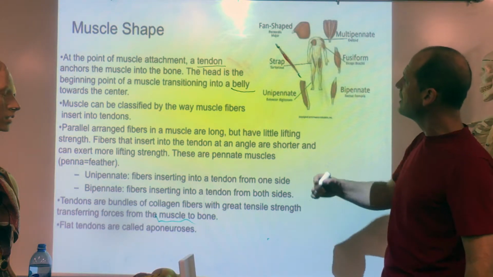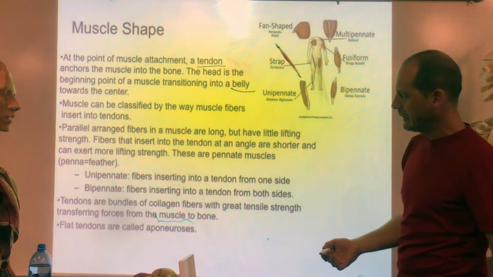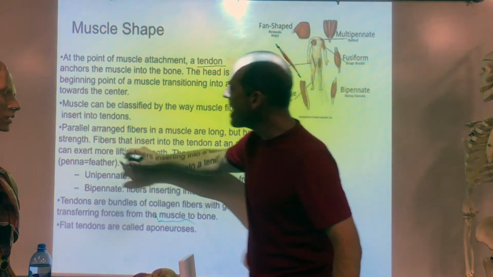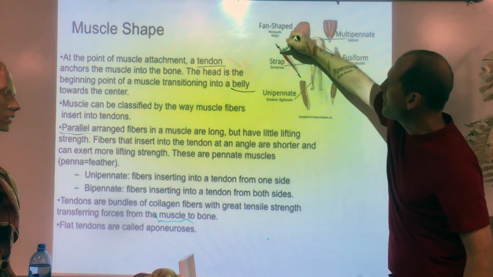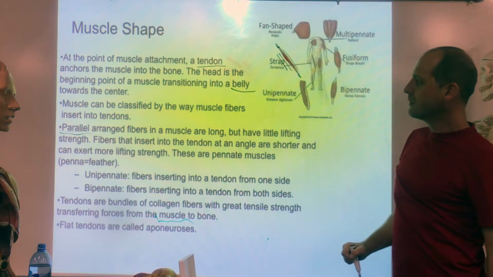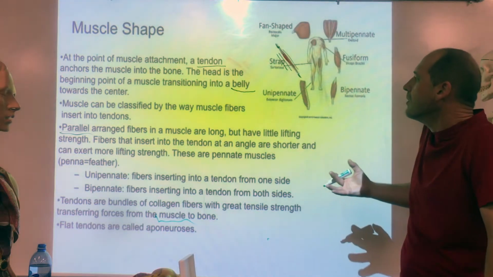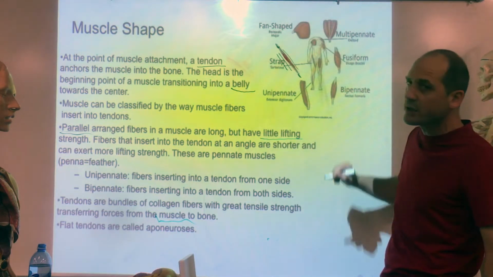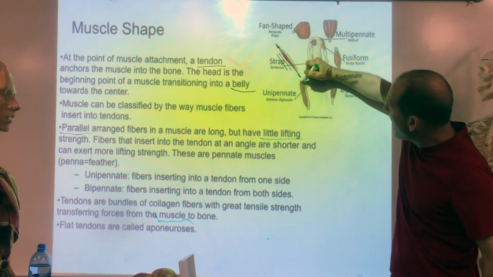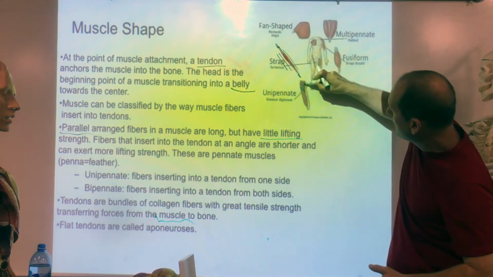We can have different shapes, different arrangements that give us different strength transductions. For example, we've got parallel fibers, like the biceps, that just go up and down parallel, and then insert into a tendon. They are not that strong, because there's another type, where the fibers go sideways into a long tendon in the back.